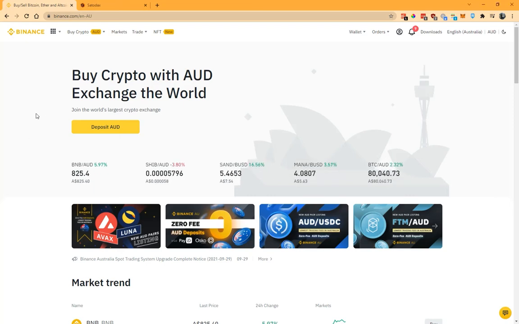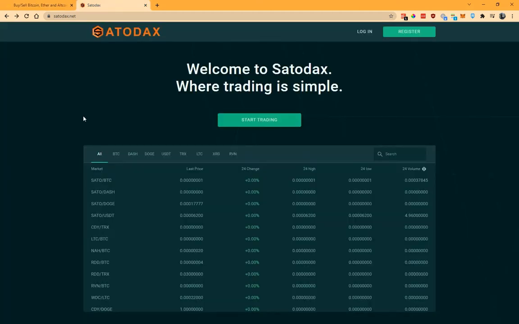Okay, great work. You've now got your AUD or your fiat currency inside of Binance. So the next step from here is to trade it across to Satodax.